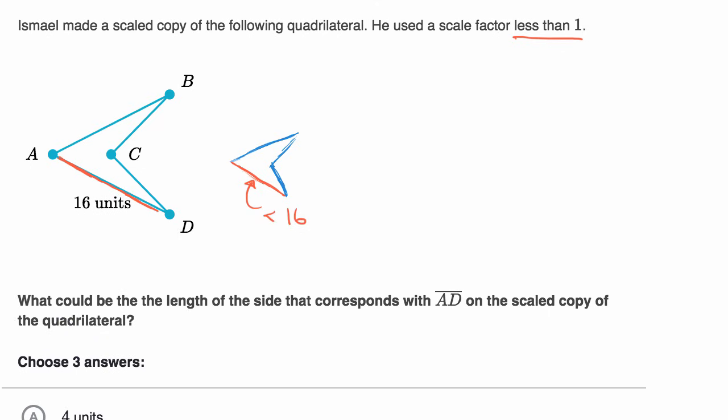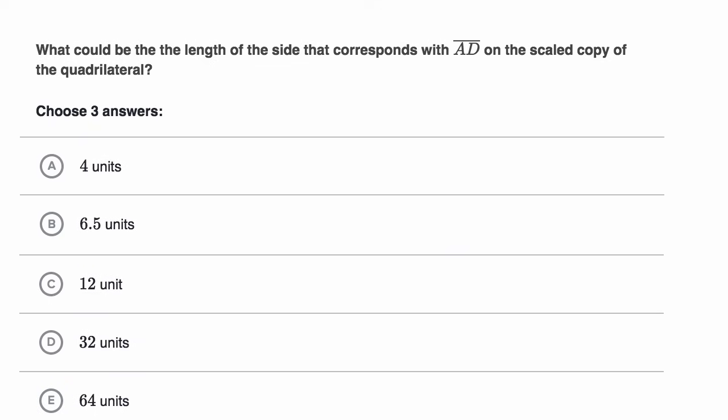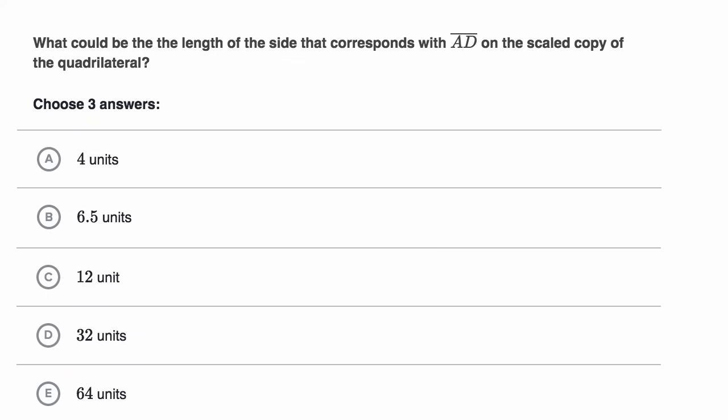So let's look at the choices, and it says choose 3 answers. So pause the video, and which of these would match if we're scaling by a factor of less than 1? Well, we just have to see which of these are less than 16 units. This is less than 16. This is less than 16. This is less than 16. And those are the only 3 that are less than 16. 32 units, this would be a scale factor of 2. 64 units, this would be a scale factor of 4. Clearly a scale factor that is not less than 1.